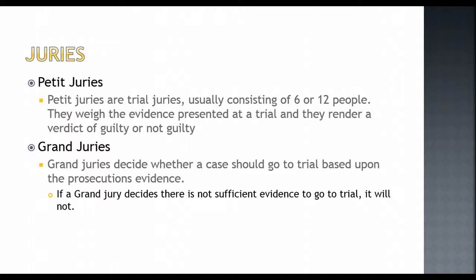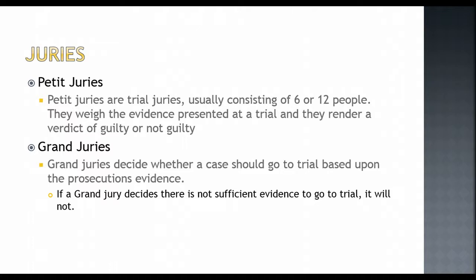Now notice with that, it's guilty or not guilty. You don't presume somebody to be innocent. You presume them as being not guilty because there was not enough evidence to be able to prosecute them. But you don't necessarily say that they're innocent because you can't necessarily exonerate them from all possibility that they may have committed the crime. Alright, grand juries decide whether a case should go to trial based upon the prosecution's evidence.